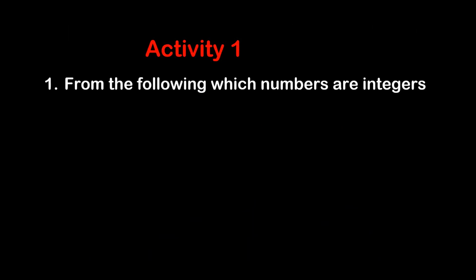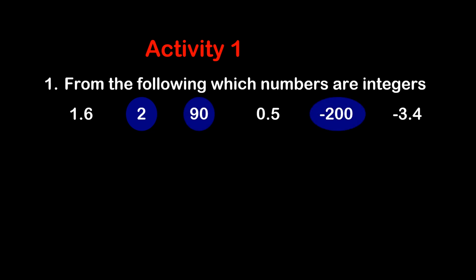Activity 1. Question number 1. From the following, which numbers are integers? 1.6, 2, 90, 0.5, negative 200, negative 3.4. Yes, you got it all correct, didn't you? The correct answer is 2, 90 and negative 200. As you all know, 1.6, 0.5 and negative 3.4 are decimals, and decimals are not integers.